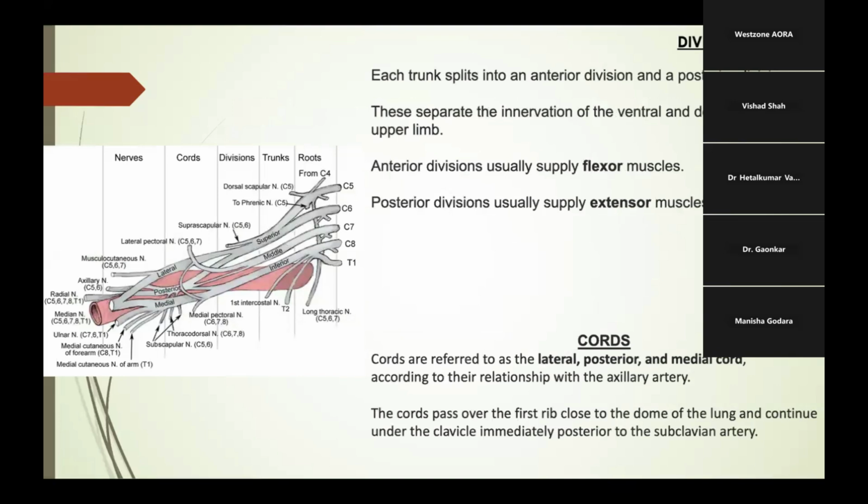Cords: after the divisions, there is usually the formation of the cords, which are referred to as the lateral, posterior, and medial cords according to their relationship with the axillary artery. These cords pass over the first rib close to the dome of the lung and continue under the clavicle immediately posterior to the subclavian artery.